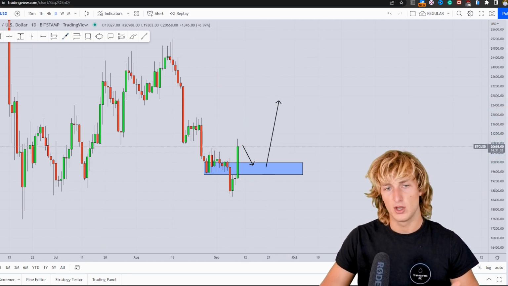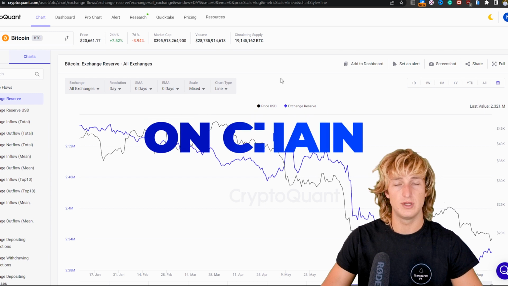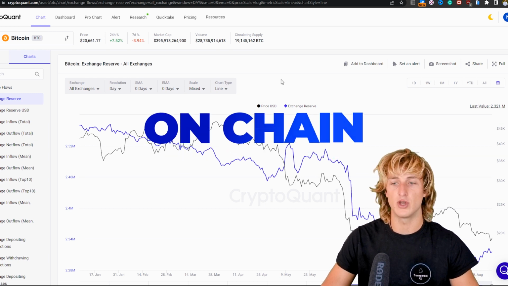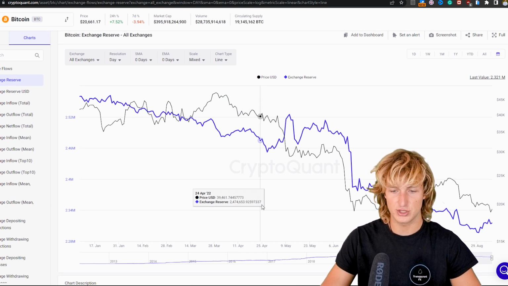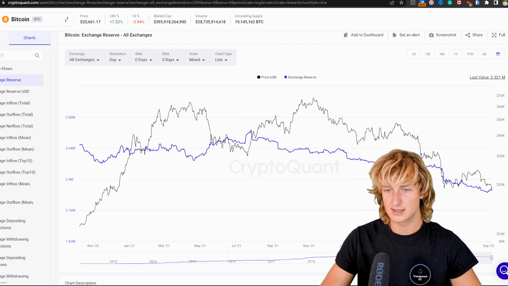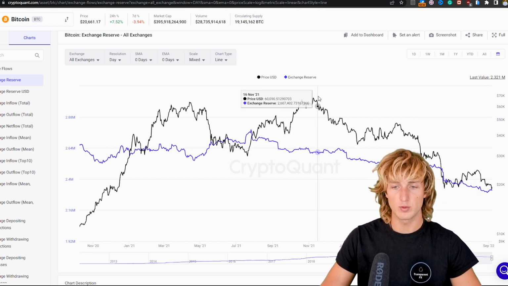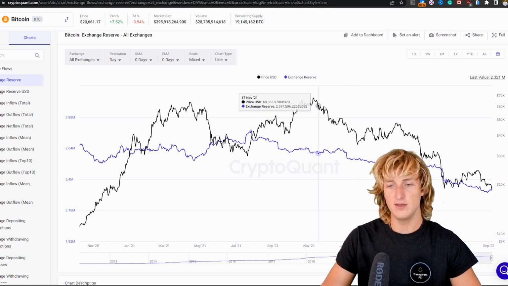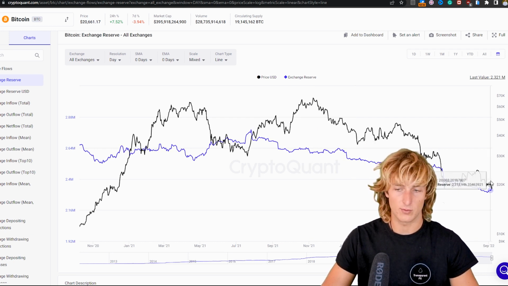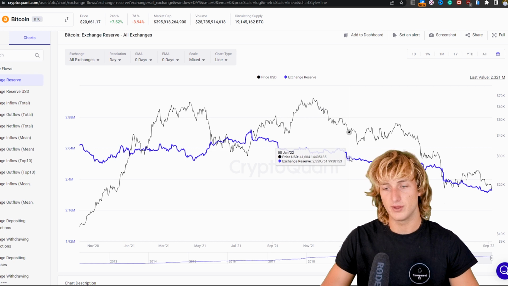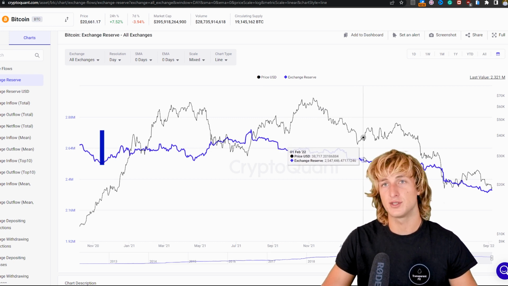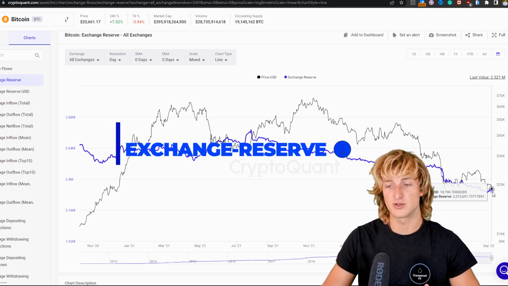If we go and see what we have when it comes to the on-chain data, so how Bitcoins are moving on and off from exchanges, what we can see here is that the black line is the price, the purple line is the amount of Bitcoins on exchanges, so the exchange reserves. What we can notice is that during this bear market, even though the price obviously has been quite bearish, we can see how the purple line, so the amount of Bitcoins on exchanges, has been falling as well.